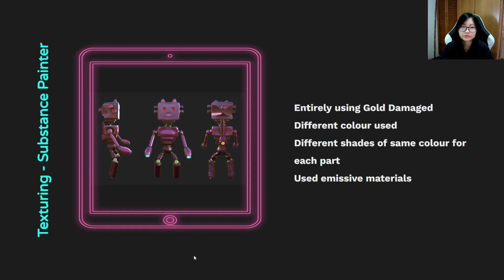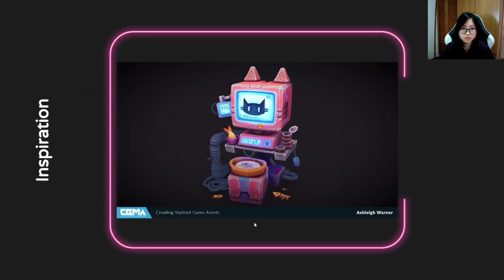So for the texturing for Nirei, it's entirely using gold damage to get a damaged gold material. But instead of using the standard gold color, I decided to go for a pinkish color because I wanted a rose gold color. And different shades of the same color were used for each part, so you can see from the head to the feet, they are actually light to dark color. And then for the glowing parts like the joints and also the eyes and the blasters, I use emissive materials to indicate them. And this is the inspiration for Nirei.